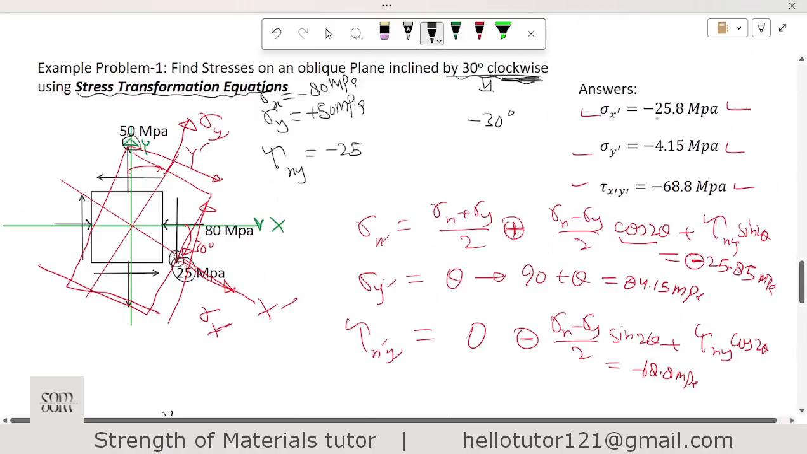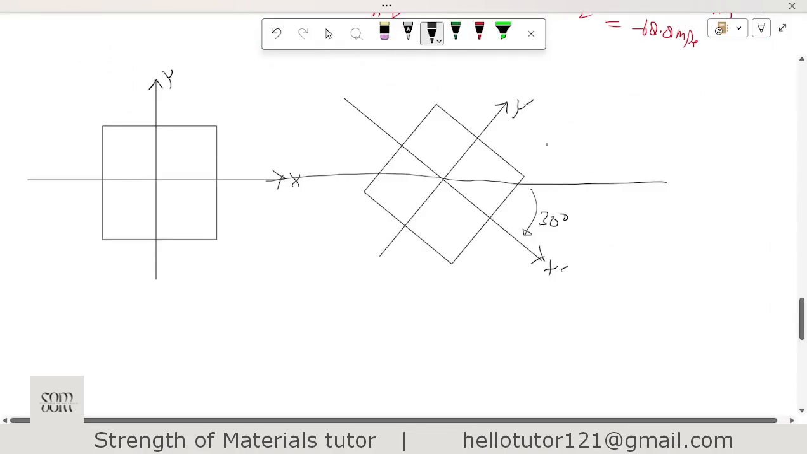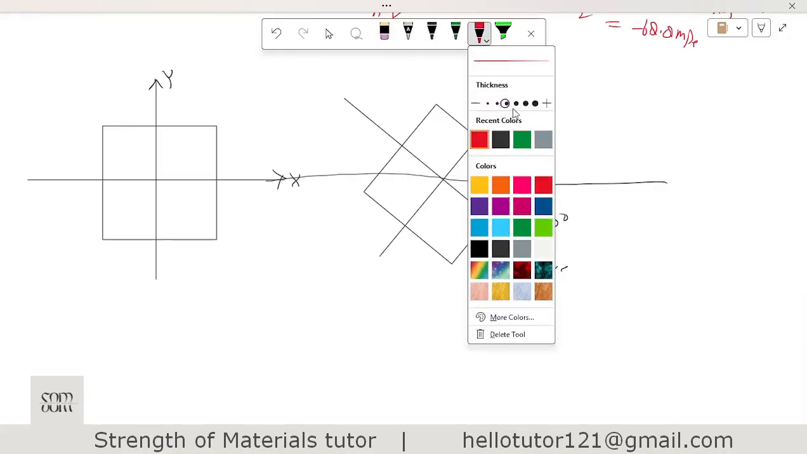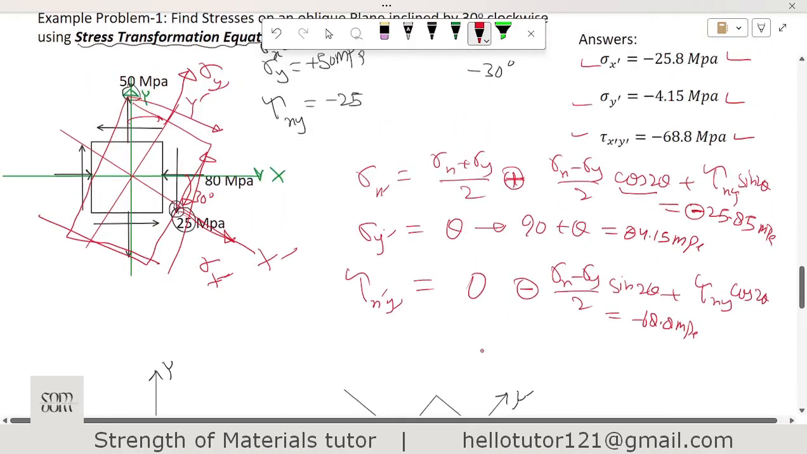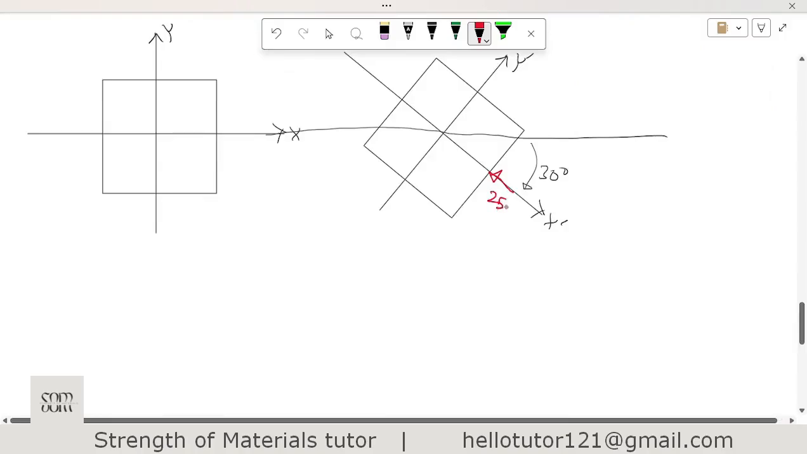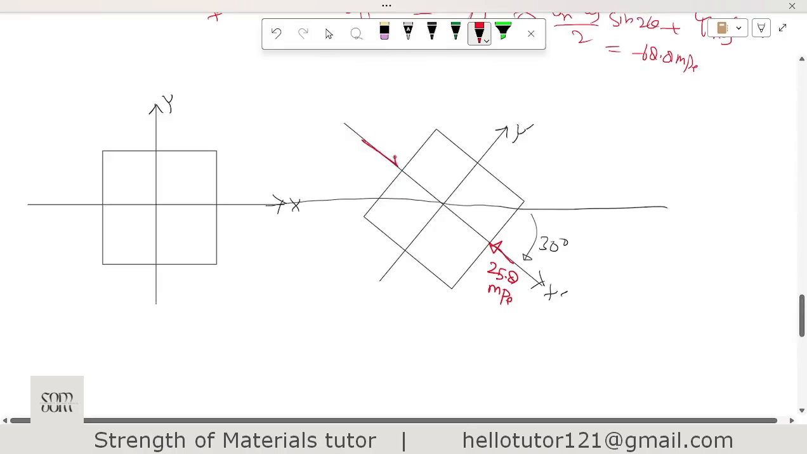Sigma x prime is minus 25.8 megapascal. Here this is x prime, this is y prime, right? So sigma x prime is supposed to be here, but since it is negative, it is going to be opposite, like this. So it is 25.8 megapascal, and this one is the complementary. You can draw it or not, it is your choice, but I will draw the complementary too. So this is sigma x prime.